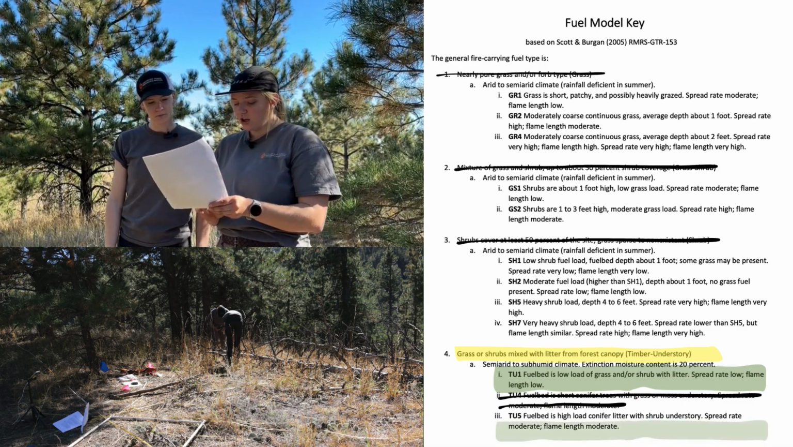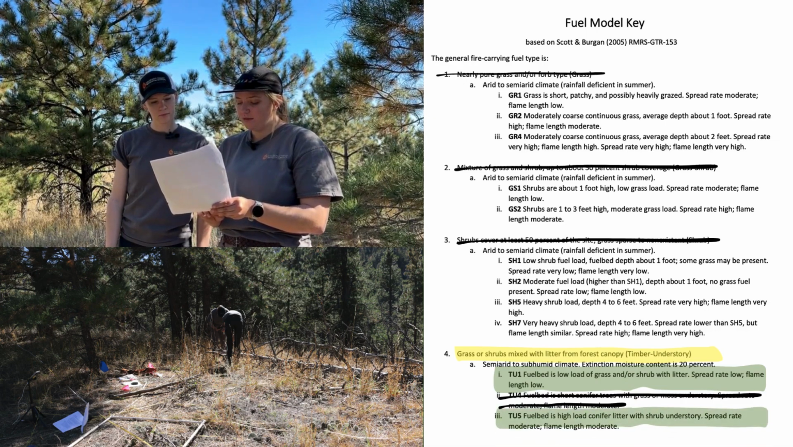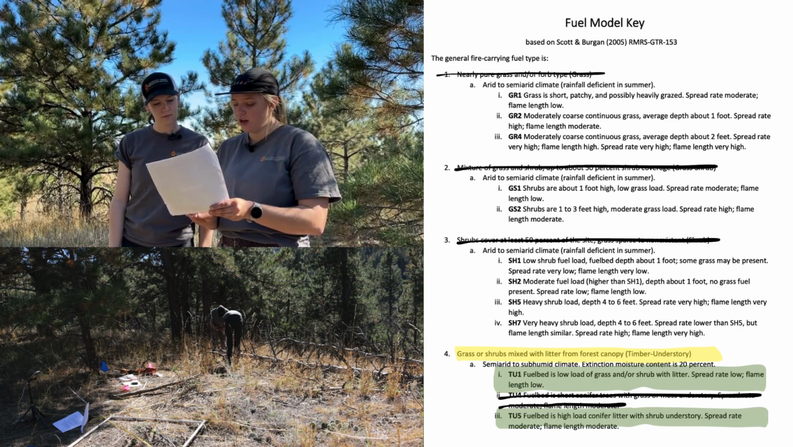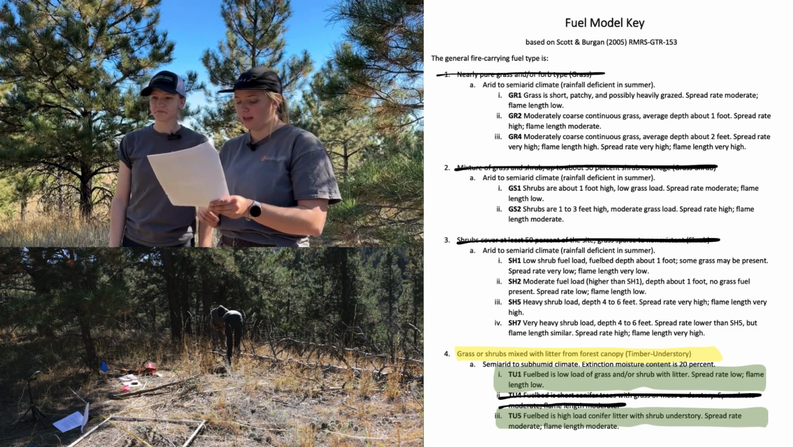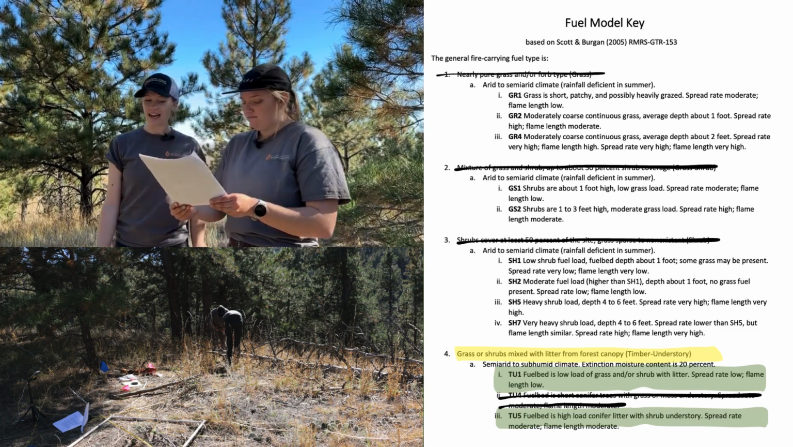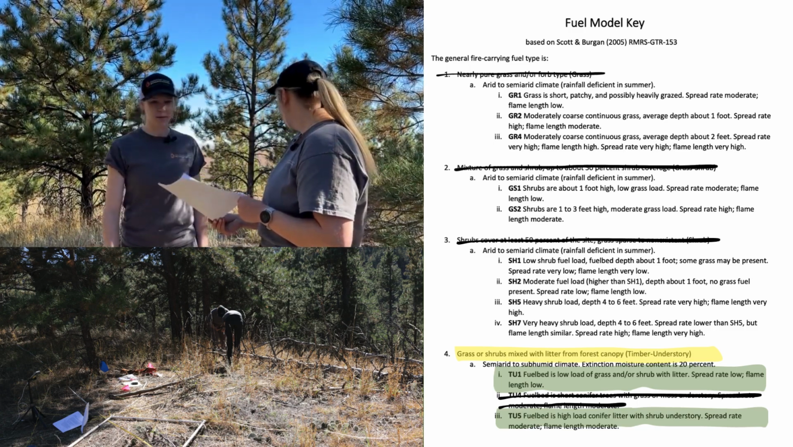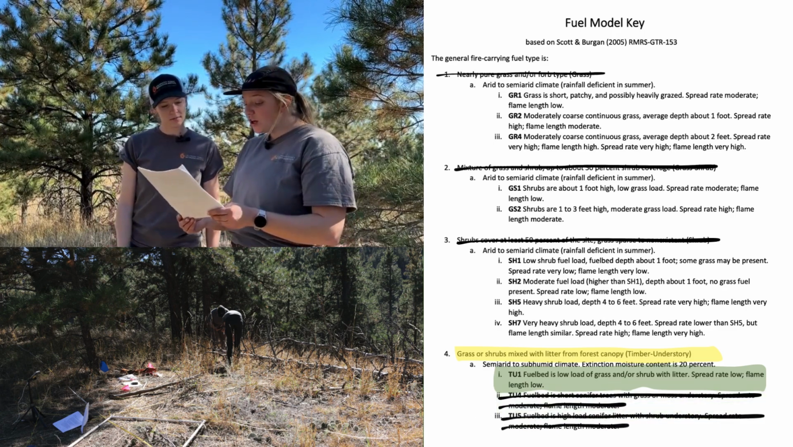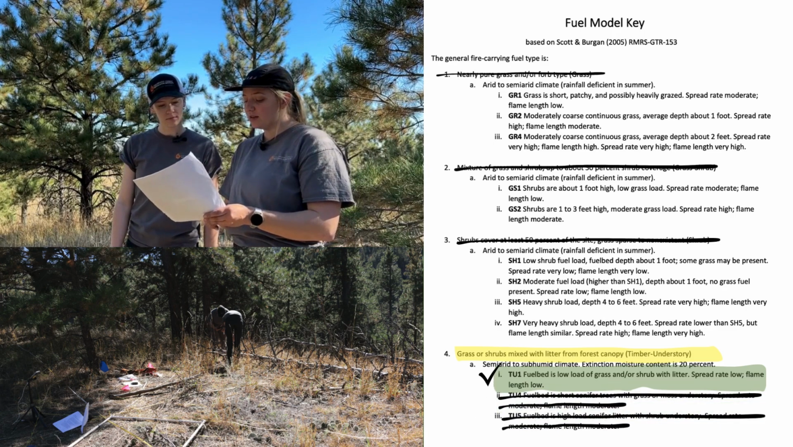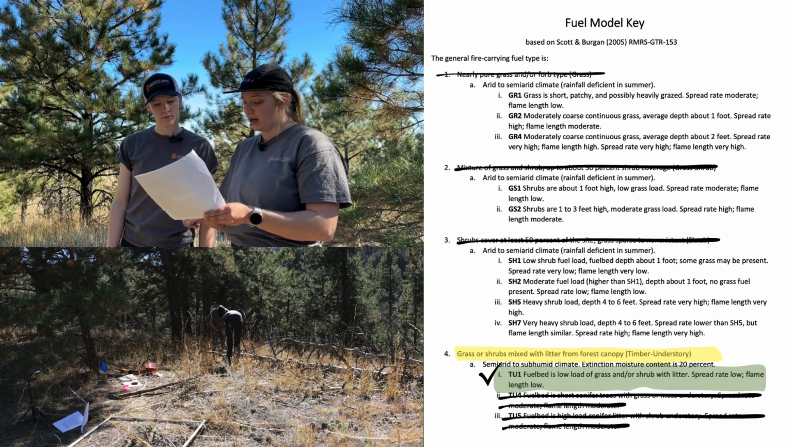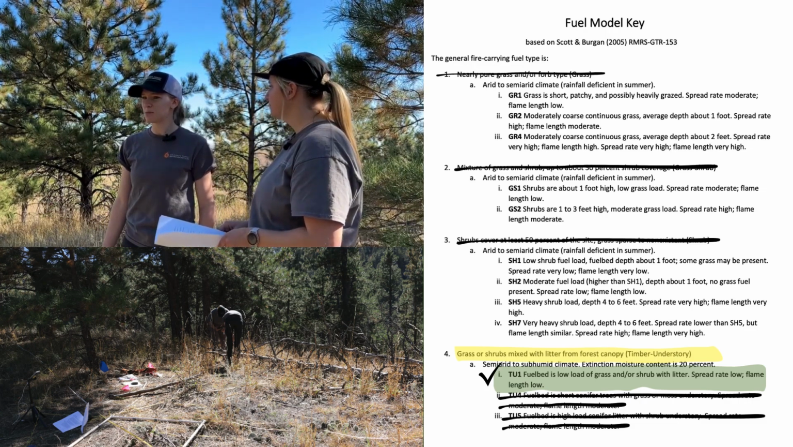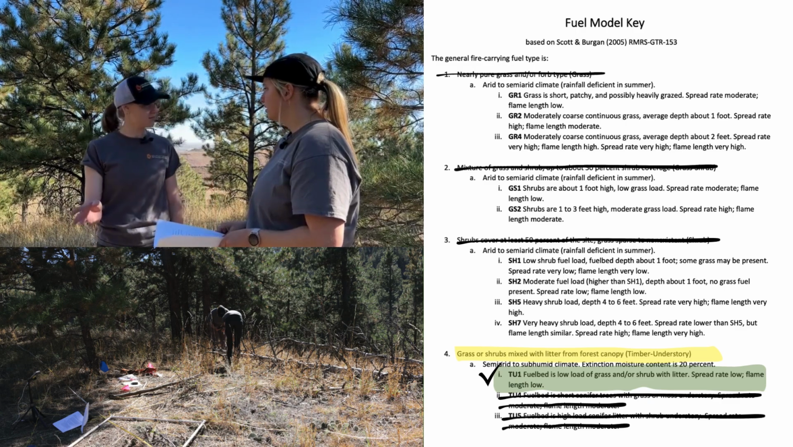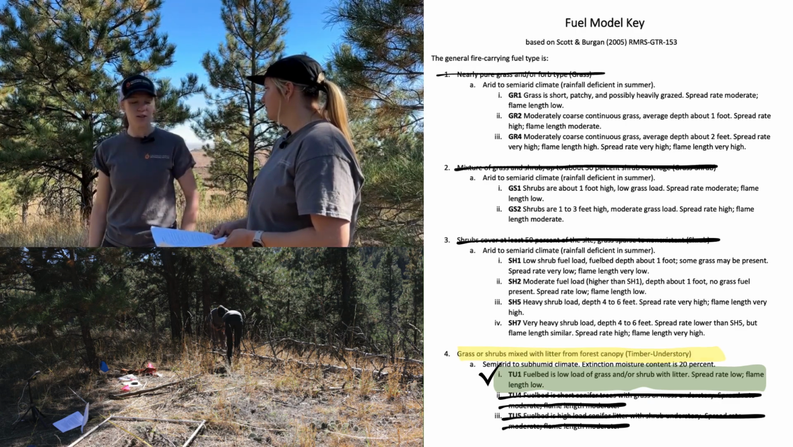Okay, third option, TU5. Fuel bed is a high load of conifer litter with shrub understory, spread rate low or spread rate moderate, flame length moderate. Wouldn't say high load conifer litter. I mean, there's conifer litter, but it's not a high load. So we're gonna go with TU1. Fuel bed is low load of grass and or shrub with litter, spread rate low, flame length low. Yeah, I think the grass might be a little higher load than that, but I think that's the best match. So I agree. Yep.